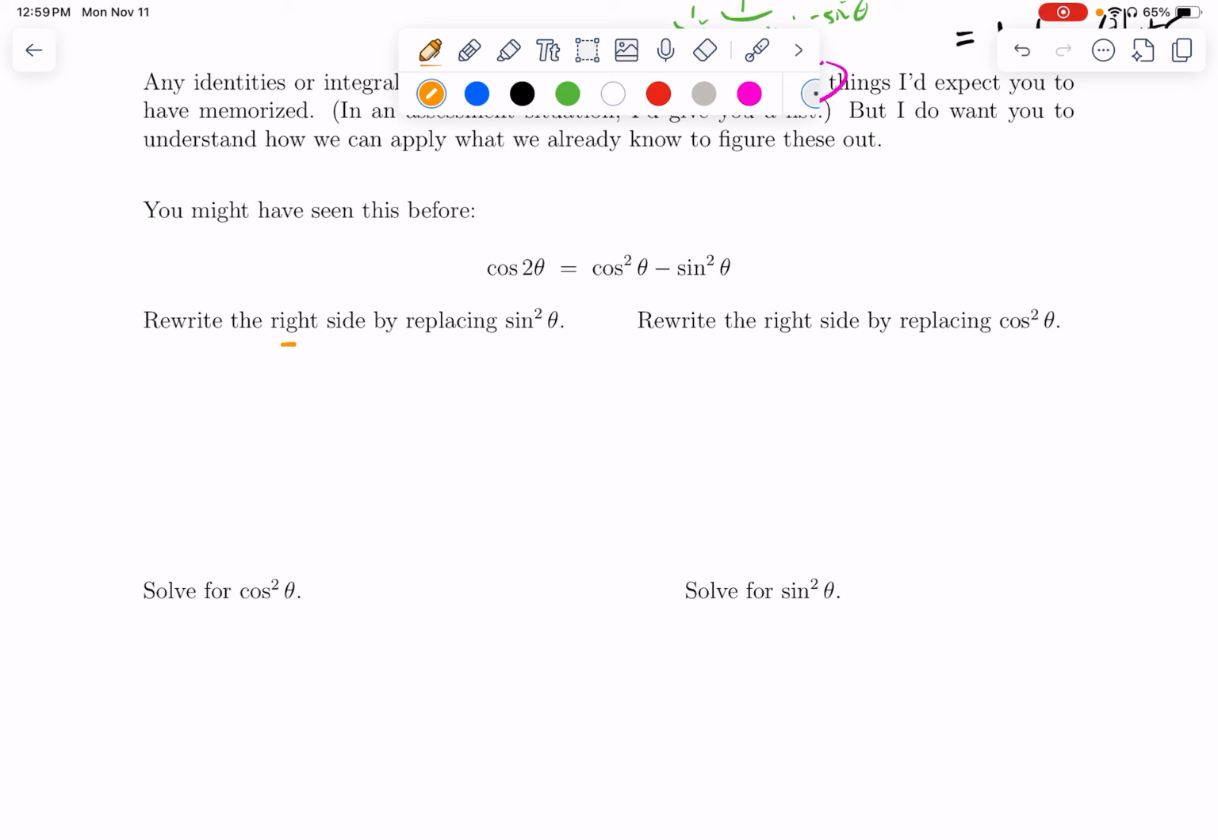First, rewrite the right side by replacing sine squared theta. And also rewrite the right side by replacing cosine squared theta. So it's not really the right side that's important, but what are we substituting? Right? Sine squared and cosine squared, we can substitute them for each other. Write both versions. I'll hit pause and try this.